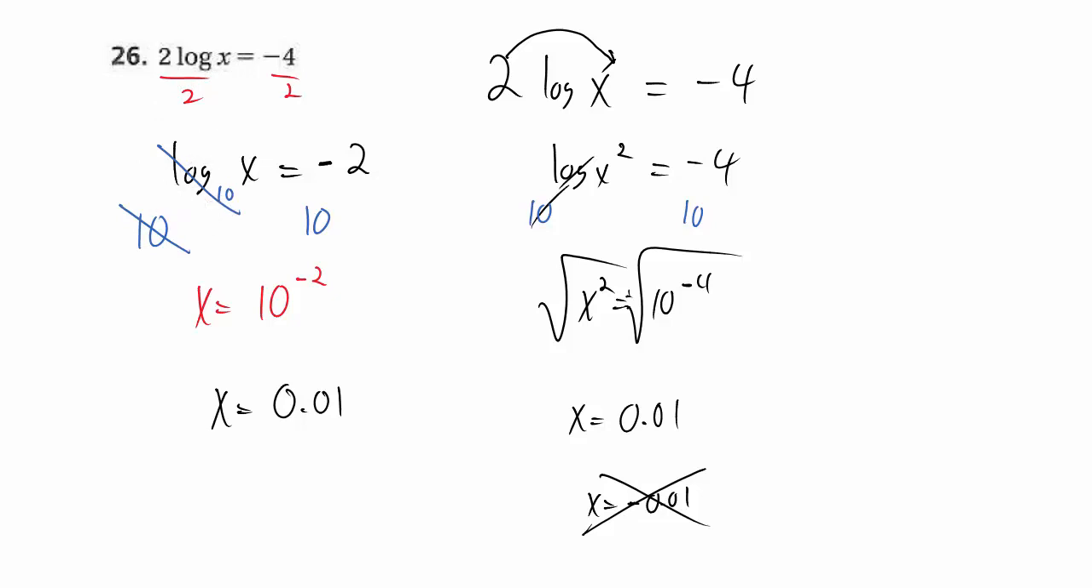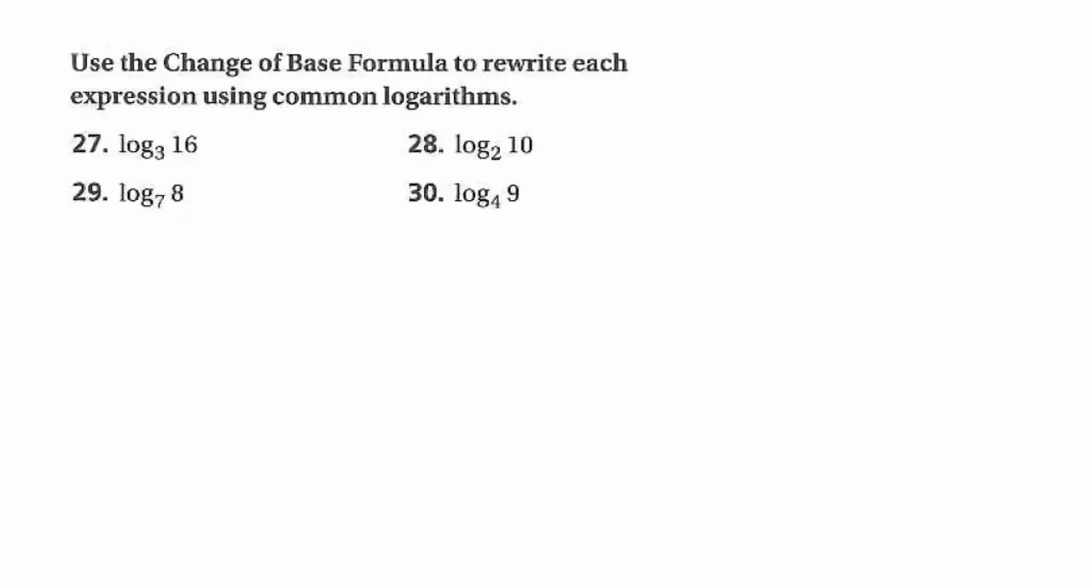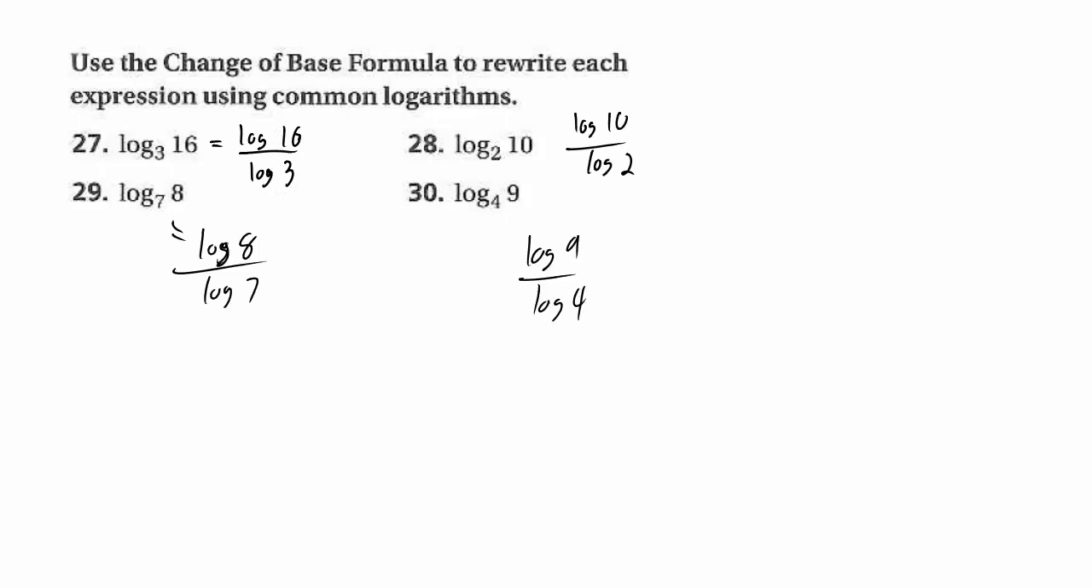For numbers 27 through 30, really all I care that you know is that for the change of base formula, these are equivalent. If you remember, we had a question like this on the quiz. Log base 3 of 16 is the same thing as log of 16 divided by log of 3. And it's similar for all the others, where you put the big number, log that big number divided by log that little number, which we call the base. And that's true for all of these.